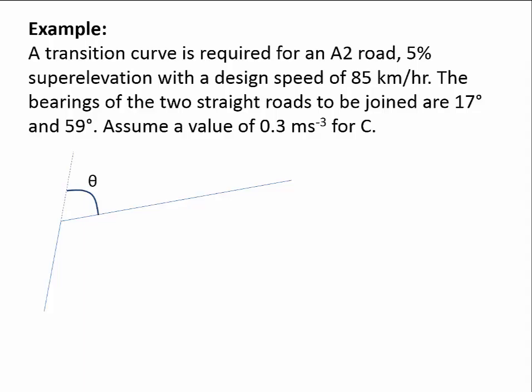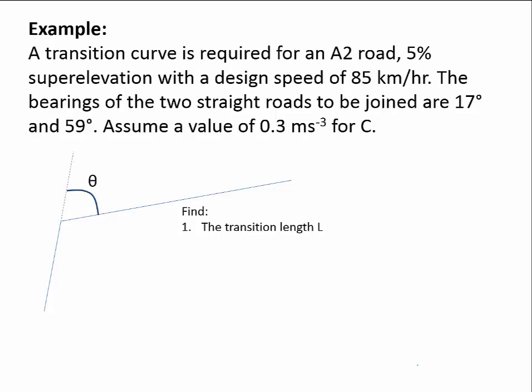So what we've got here, let's go for green. We've got a straight road here. We've got a straight road here. They're going to be connected by a circular curve, but that circular curve will connect to the straight sections by a transition curve section. And that's what we're going to design at the minute.